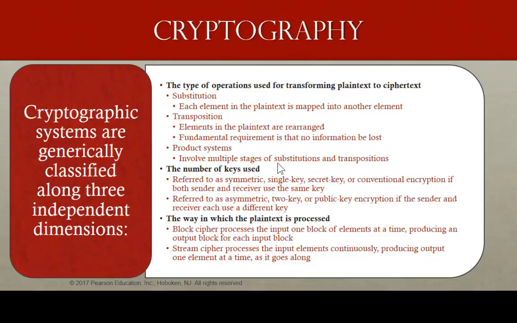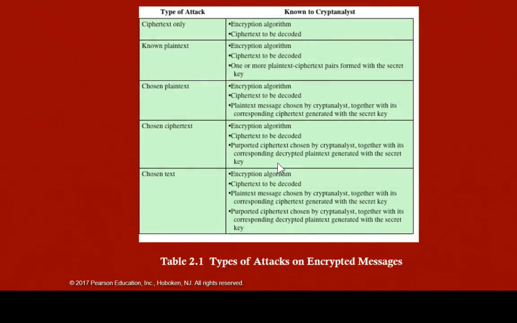Types of attacks. The process of attempting to discover the plaintext or key is known as cryptanalysis. The strategy used by the cryptanalyst depends on the nature of the encryption scheme and the information available to the cryptanalyst. The table summarizes the various types of cryptanalytic attacks based on the amount of information known to the cryptanalyst.